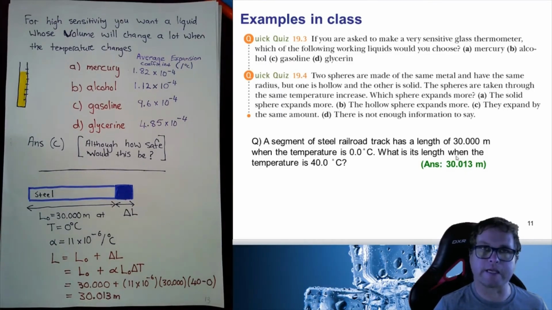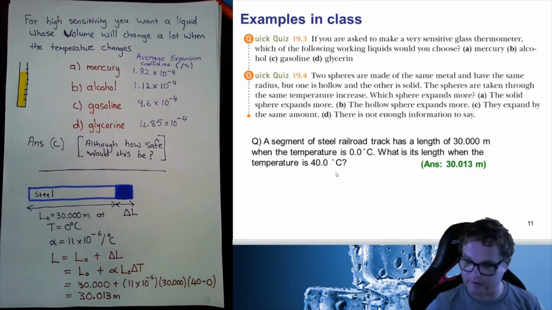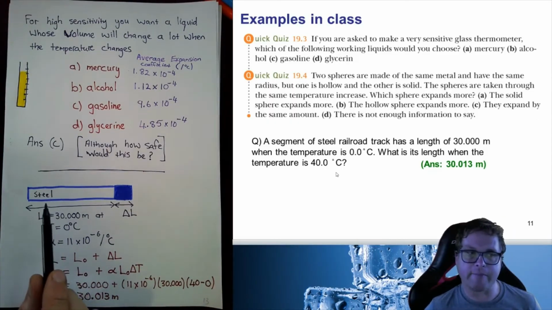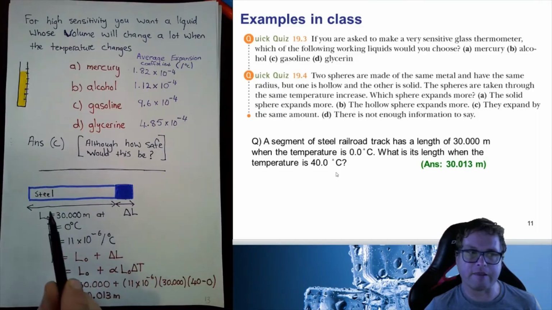The third question we can look at is: a segment of railroad steel track has a length of 30 meters when the temperature is 0 degrees Celsius. What is the length when the temperature is increased to 40 degrees Celsius? Well, from our intuition, we know that if the temperature increases, then the length is also going to increase. But if we look at the calculation for exactly how much it's going to increase by, I have a diagram here. We have the length of the steel. It's initially got length L0, you could also call it Li.